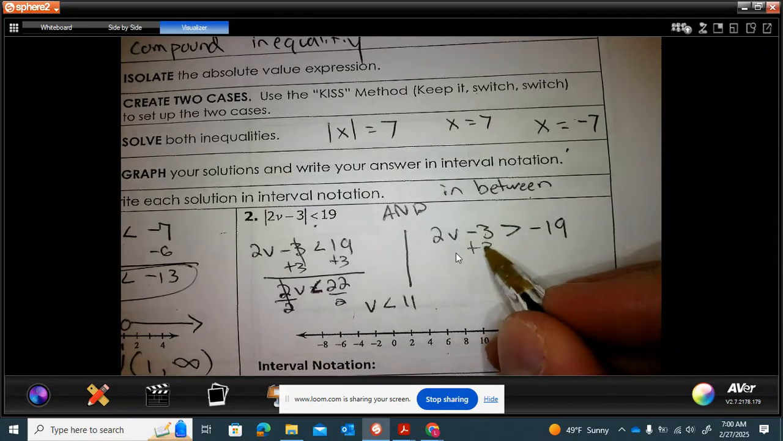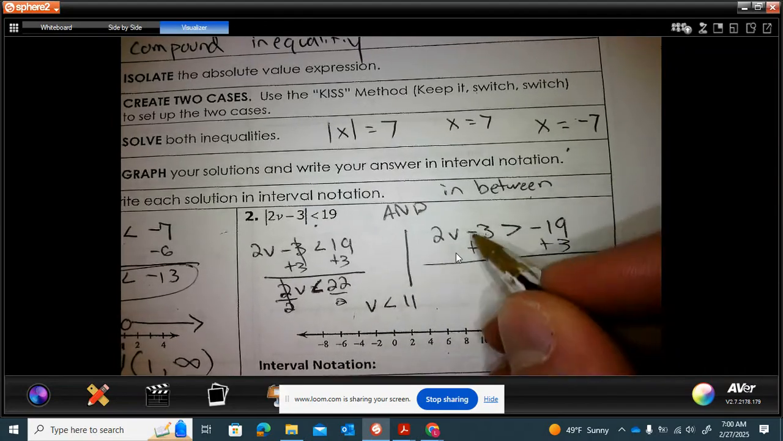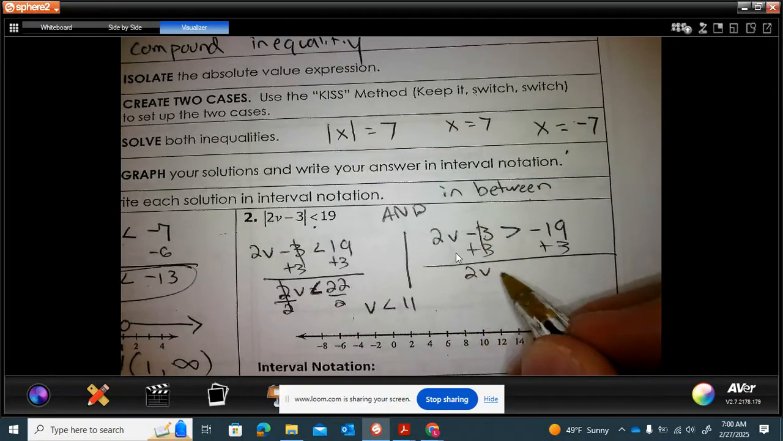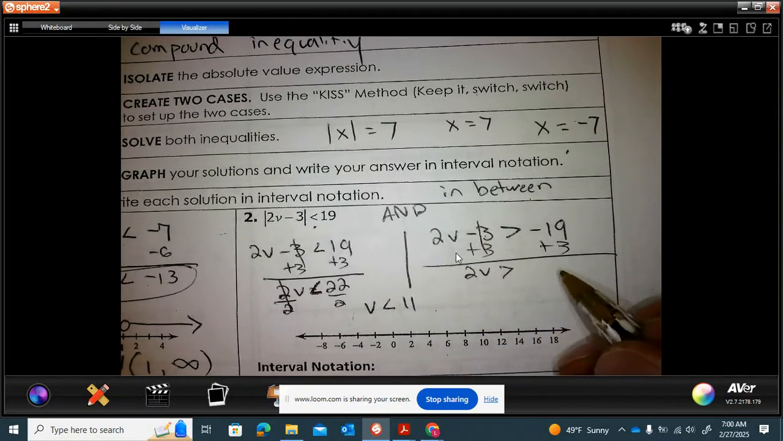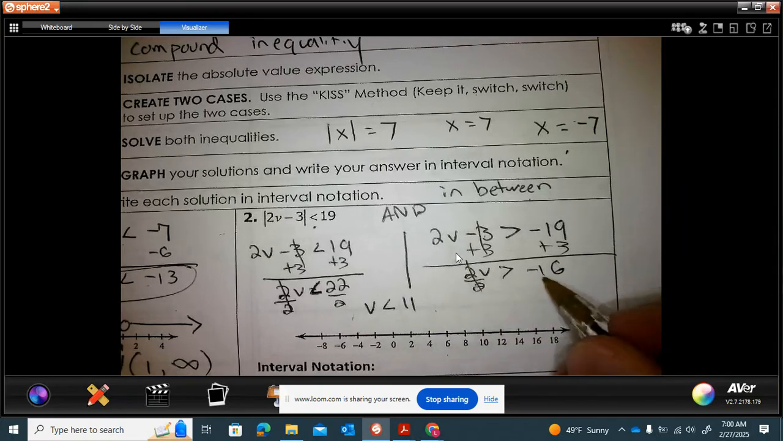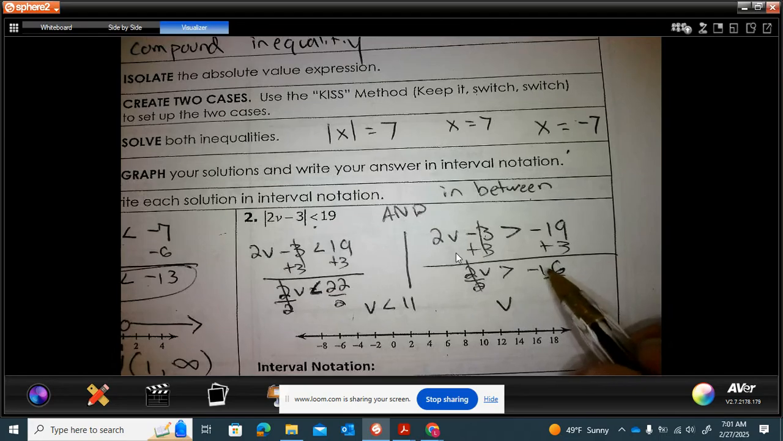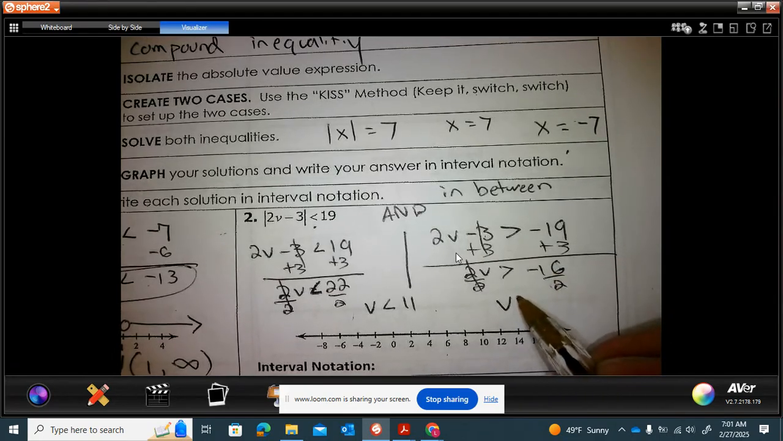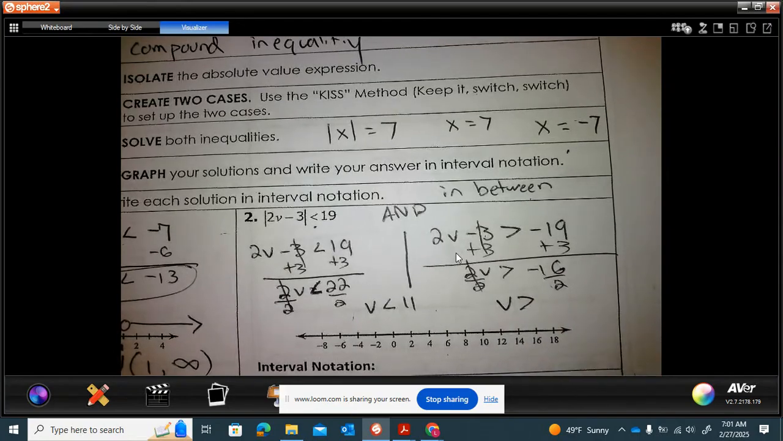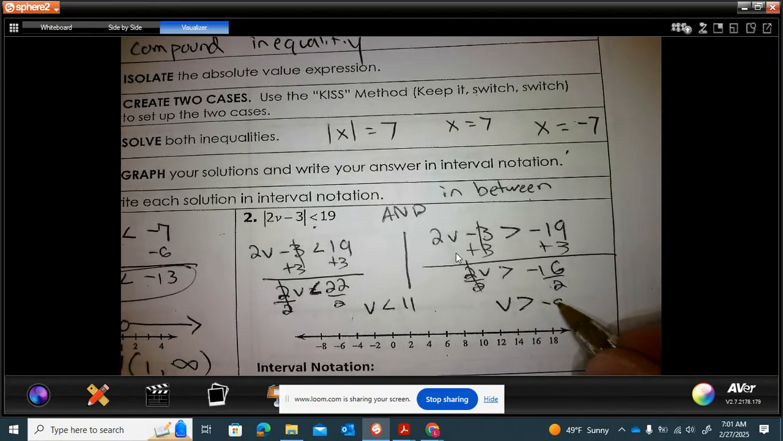And then I add 3 over here. Add 3 over here. And I'm left with 2v greater than negative 19 plus 3, which is negative 16. I divide by 2. I divide by 2. I don't have to flip my inequality symbol because I'm dividing by positive 2. I know there's a negative 16 on top, but we don't care about what is on the numerator. So I keep the greater than. I don't have to flip it. And then that equals negative 8.